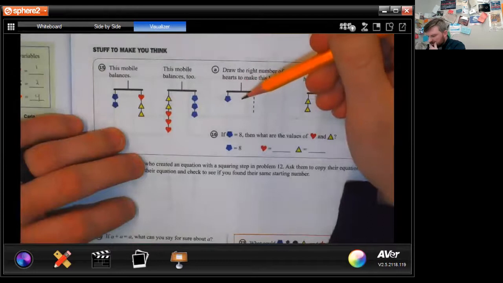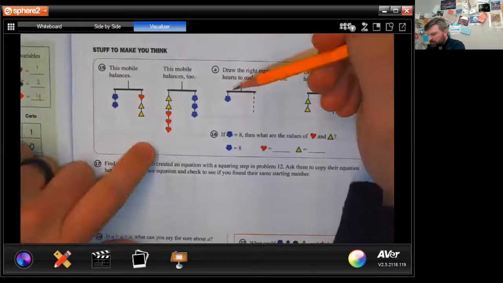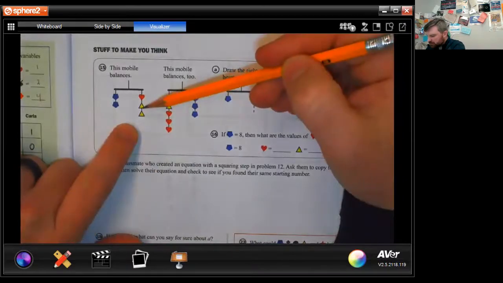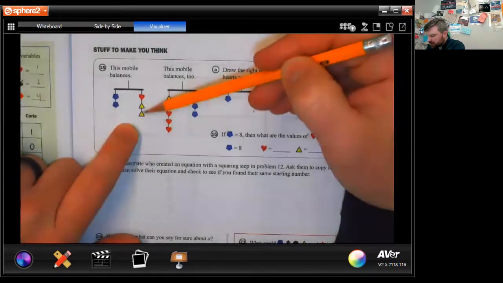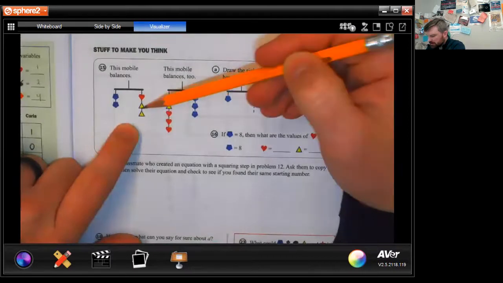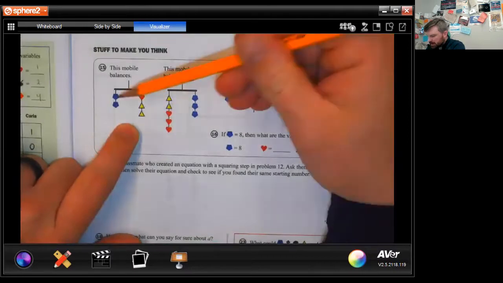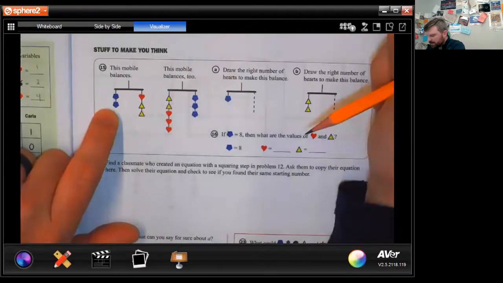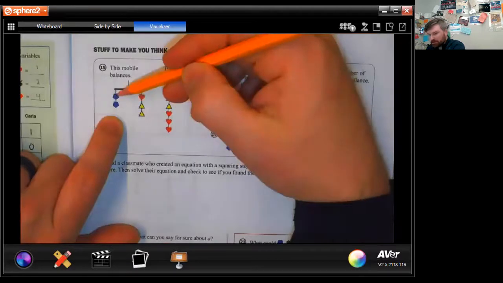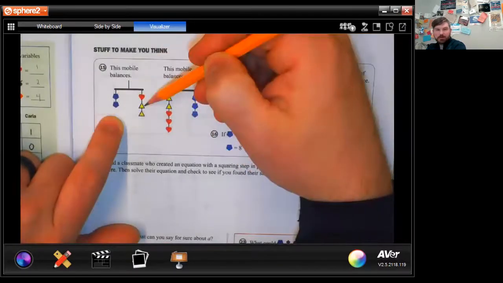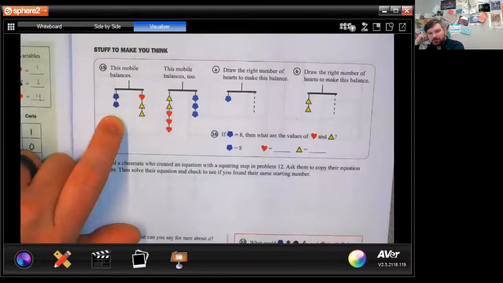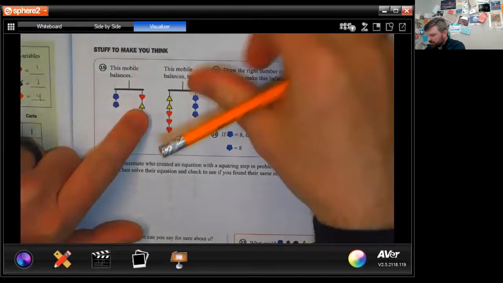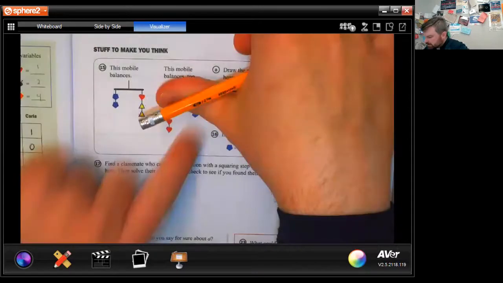We need to look at this. The first thing I noticed is that I have two triangles on each side here, and I have at least two pentagons. Now these cannot cancel each other out, because that would leave nothing for the heart, and over here it would leave that 3 hearts is 1 pentagon.